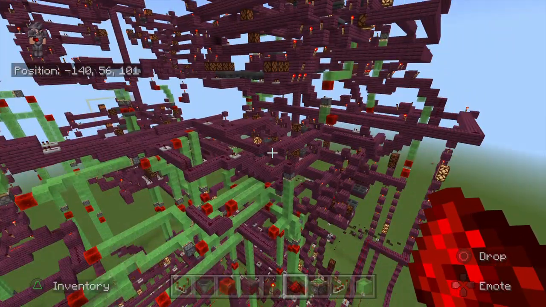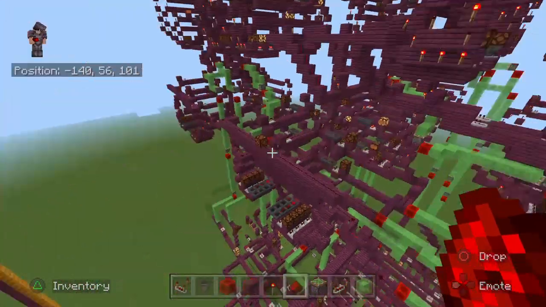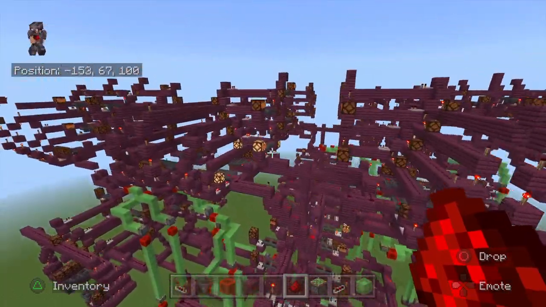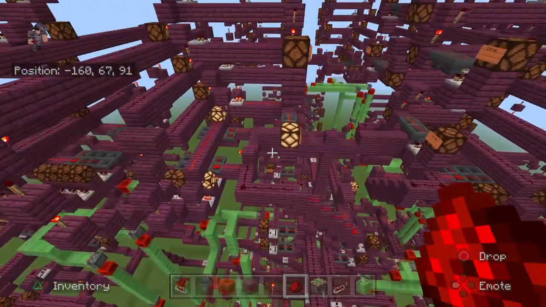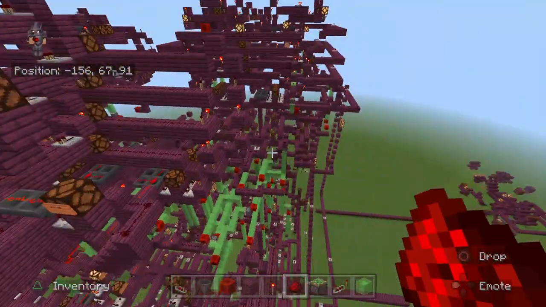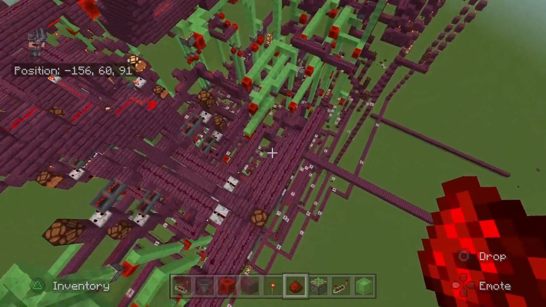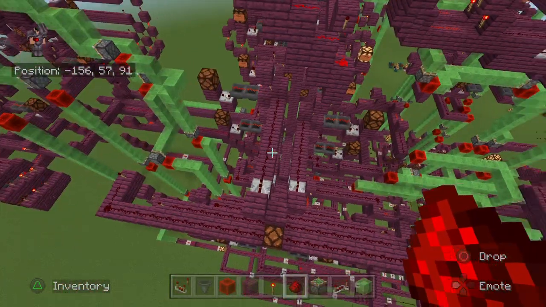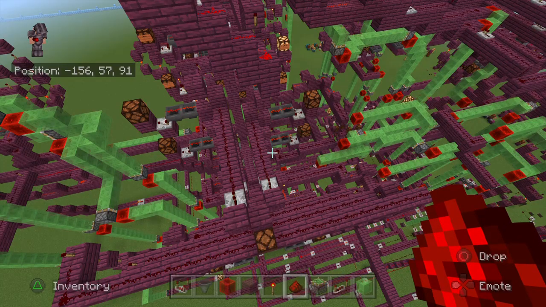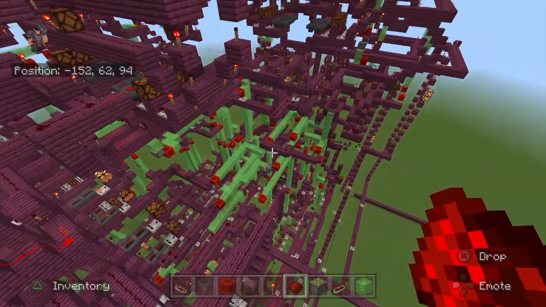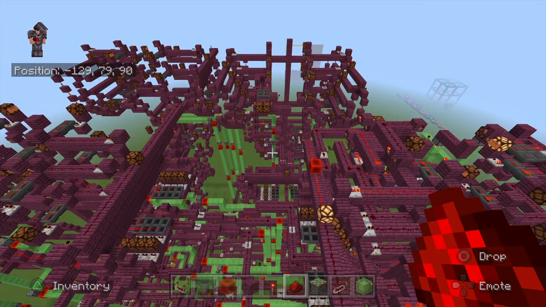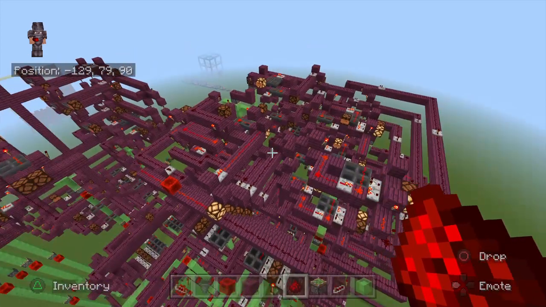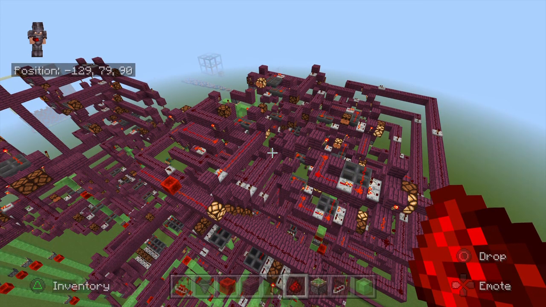But thank you for listening, and I know this isn't the most compact redstone, but hopefully I'm not mistaken about this being a fast Fourier transform. And you guys have a good day.